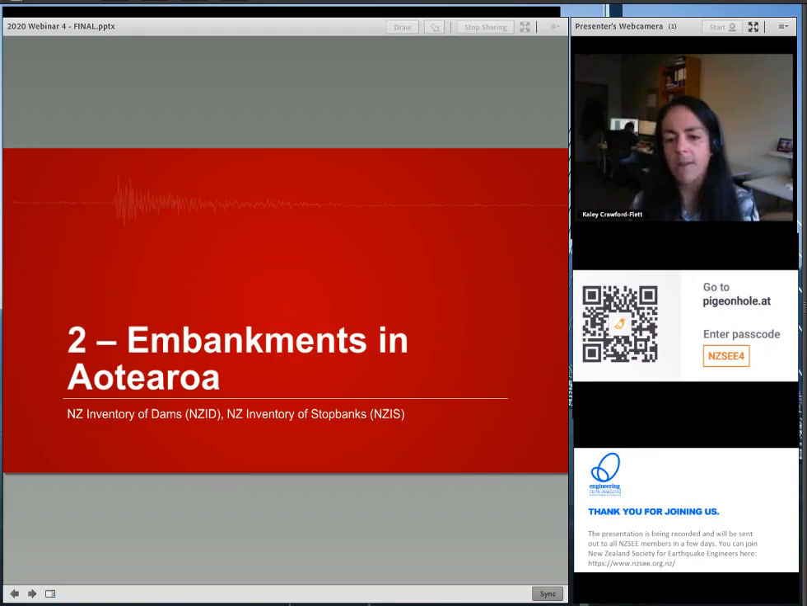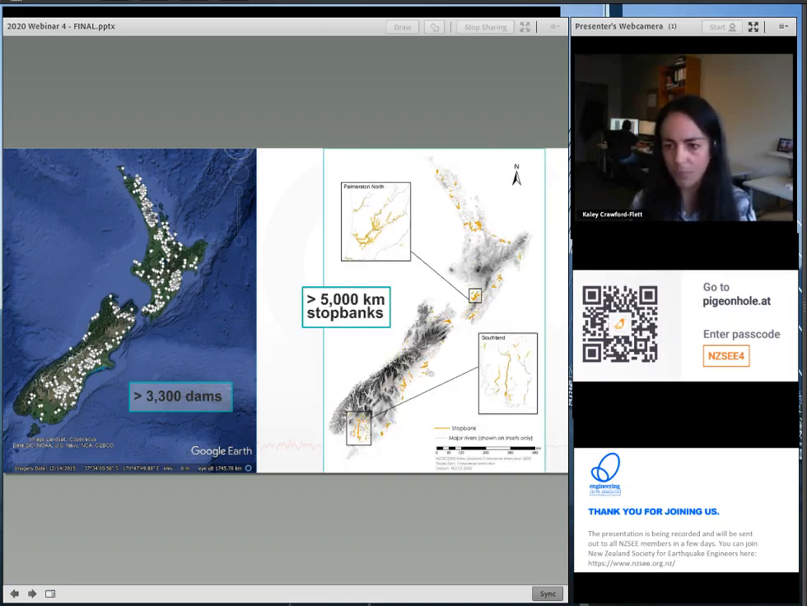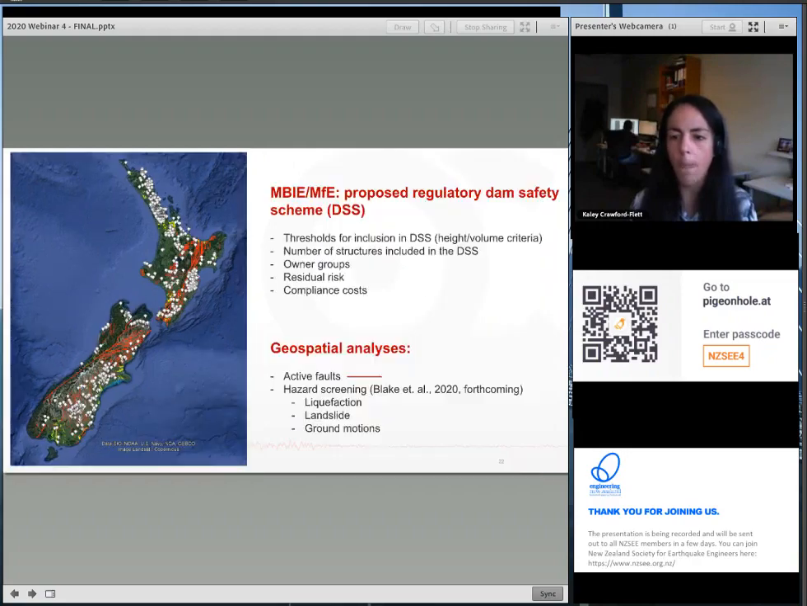So, embankments in Aotearoa, New Zealand. Initially, we put together an inventory of dams in New Zealand simply to verify a research proposition. Over the years, central government got in touch to augment this inventory, and we've worked with councils to create an inventory of 3,300 dams. The next project was with Resilience to Nature's Challenges, looking at stopbanks, and with the help of Dr. Daniel Blake and Eduardo Pascal, we worked with councils to assemble a national inventory of stopbanks, and there'll be a paper forthcoming on that shortly, I hope.